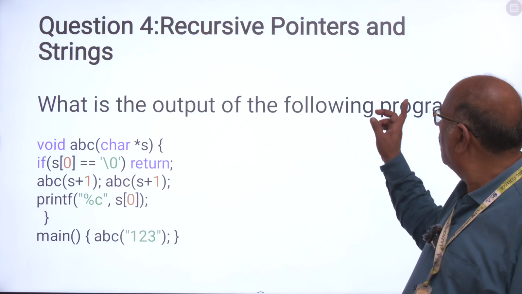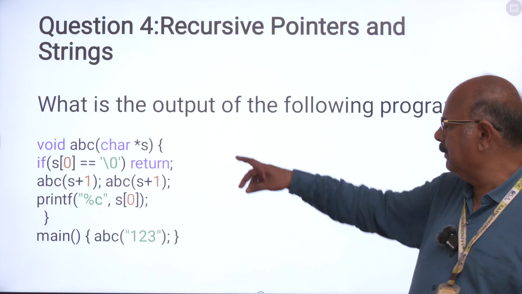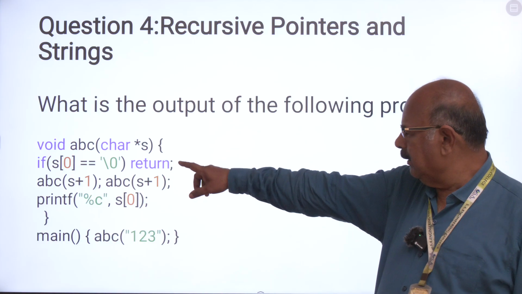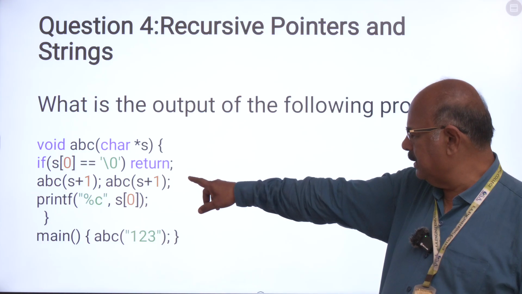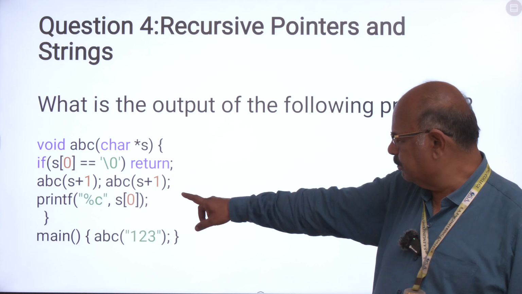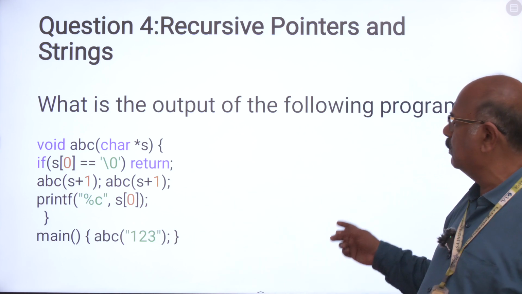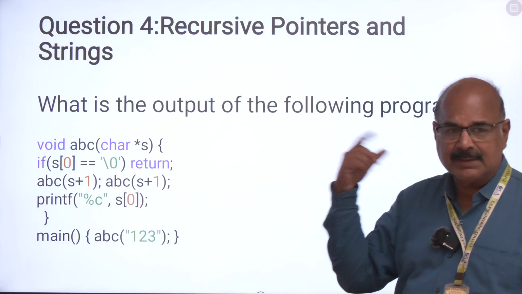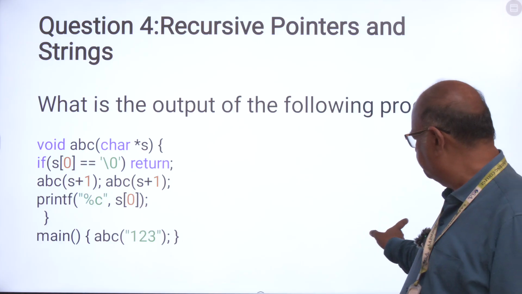Question number 4, recursive pointers and strings. What is the output of the following program? A void function taking a character pointer s, and if *s is 0, it returns. Otherwise it calls the function with s plus 1, then printf, then calls it again with s plus 1. Let us see what recursive pointers are: recursively we are passing the pointer value. Clear? That is what happens here.